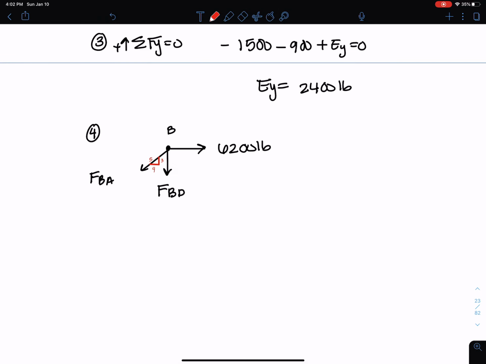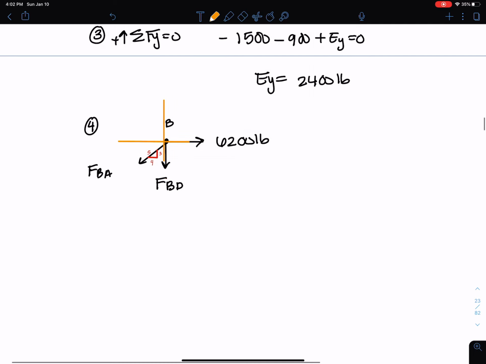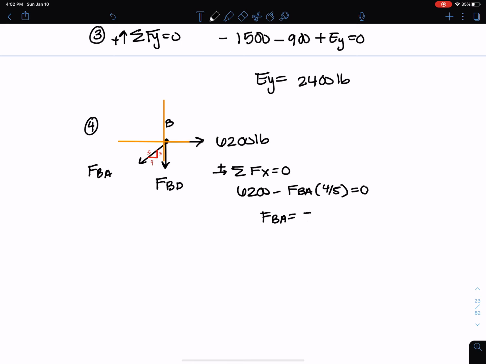And what I can do now, I'm going to draw my X and Y axes here. And I'm going to start summing in both directions. So I can say the sum of forces in the X direction need to be 0. This direction is positive, and I get 6,200 minus FBA, which is a component in the 4/5 direction here. And I can get FBA equals 7,750 pounds.